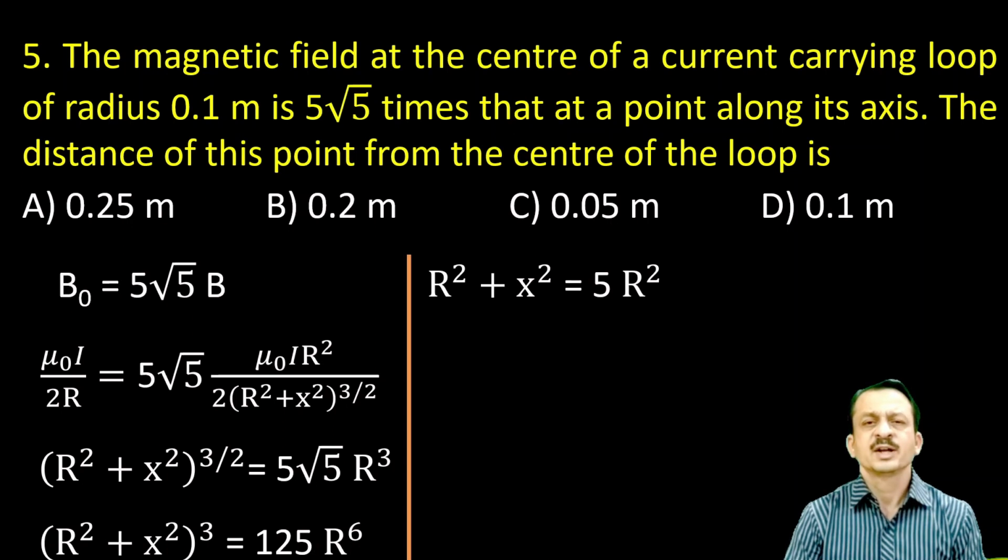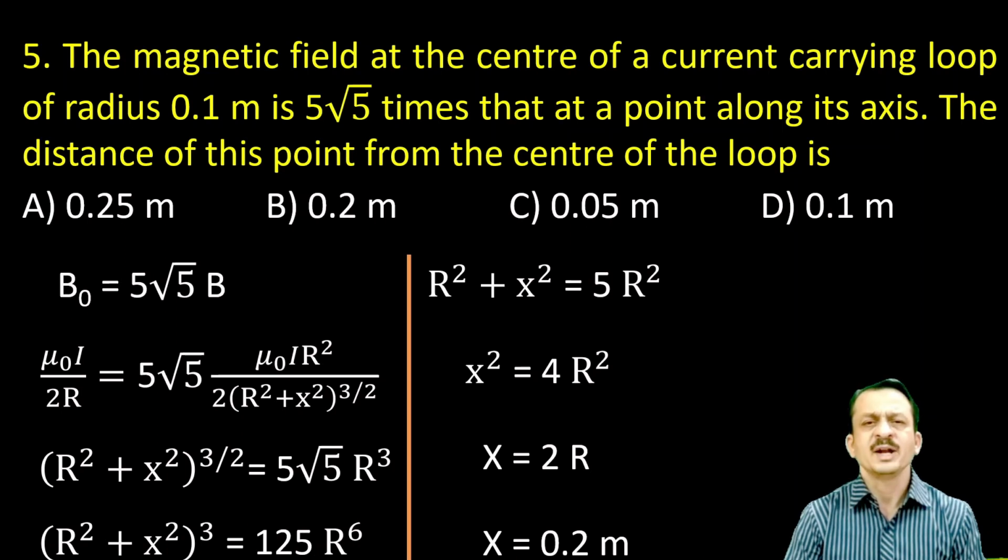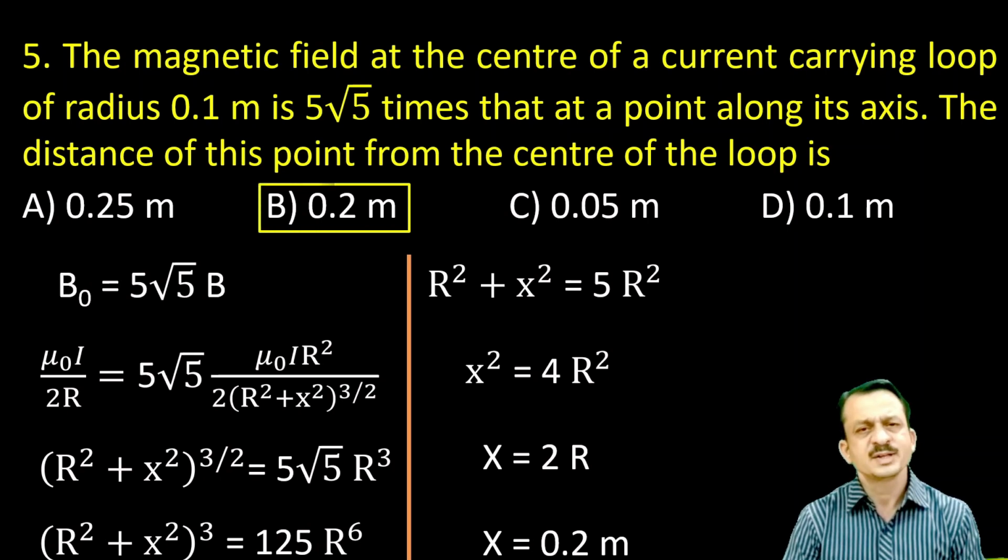Now taking R square on one side and X square on another side, therefore I will get X square is equal to 4R square. Therefore what is the value of X? Taking the square root on both sides, I will get X is equal to 2R. But R is the radius of the circular loop, which is given 0.1. Therefore 2 into 0.1, it is 0.2 meter. Hence the distance of the point from the center along the axial point is X is equal to 0.2 meter. Therefore B is the right answer here.